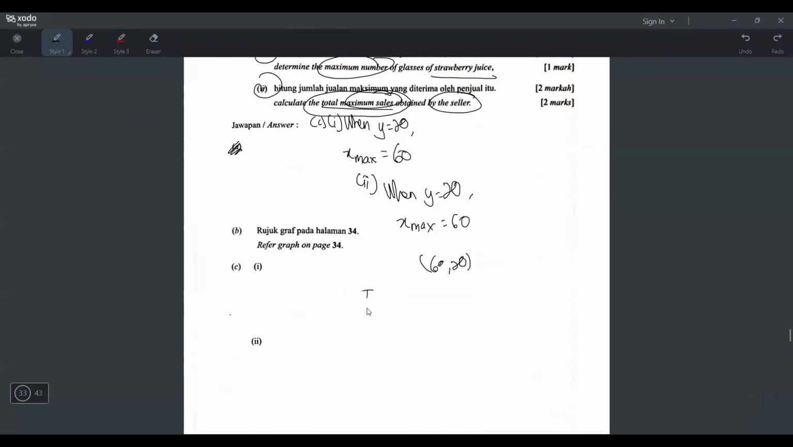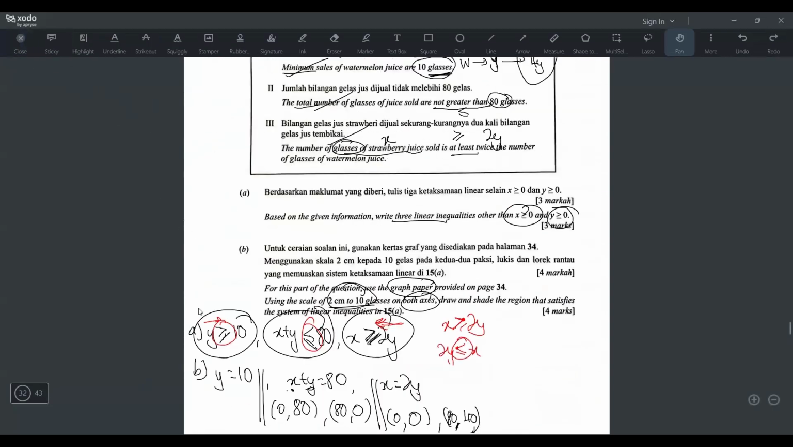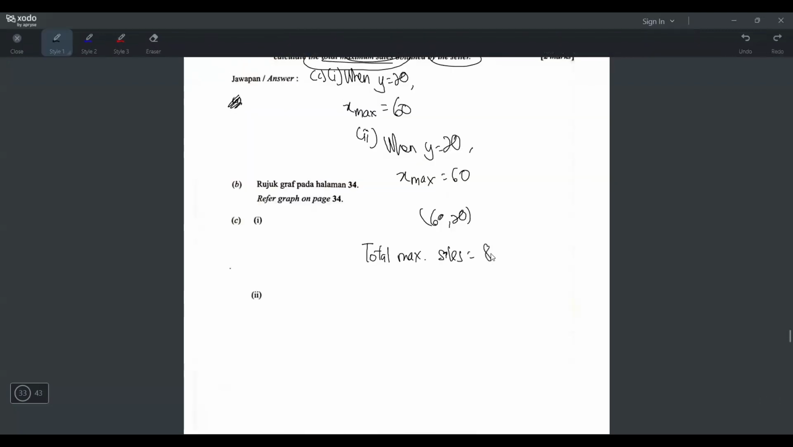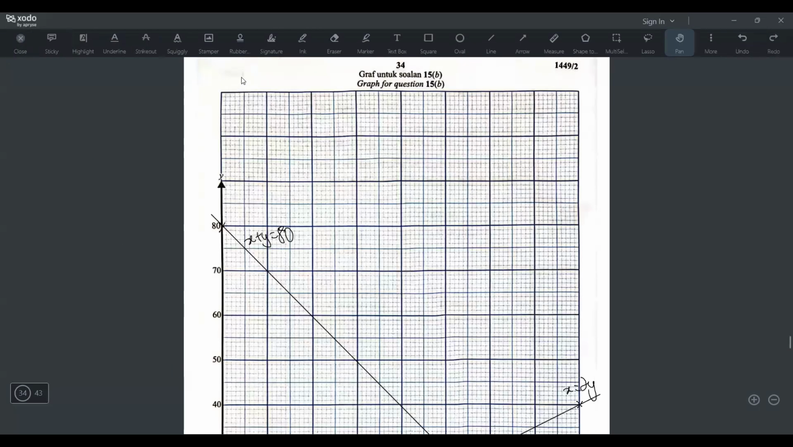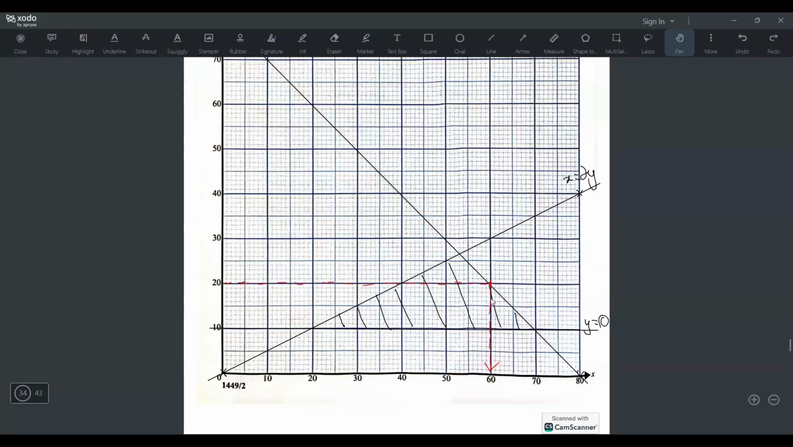So I'll just write total sale, total maximum sales when y equals 20, of course. When y equals 20, wait, how many x? I forgot. 8x plus 4y. So 8x plus 4y, and the x and y just substitute with the 60, 20, right? So the answer here, you just press calculator. My calculator gives me 560, right? So the answer is RM 560. And I can tell you where the point is. Yeah, this is the point, 60, 20.